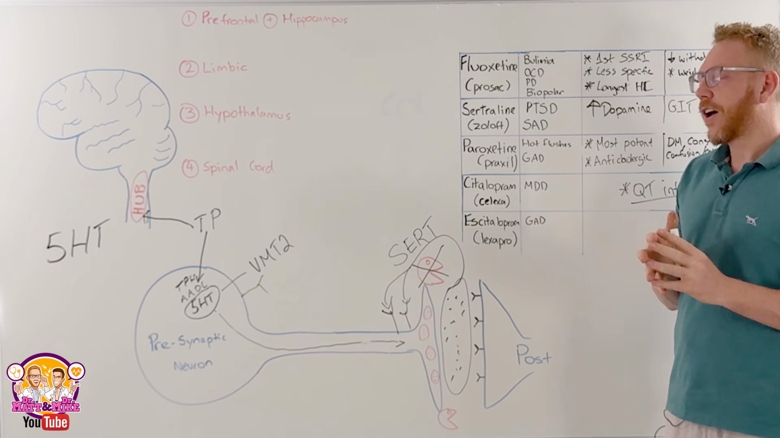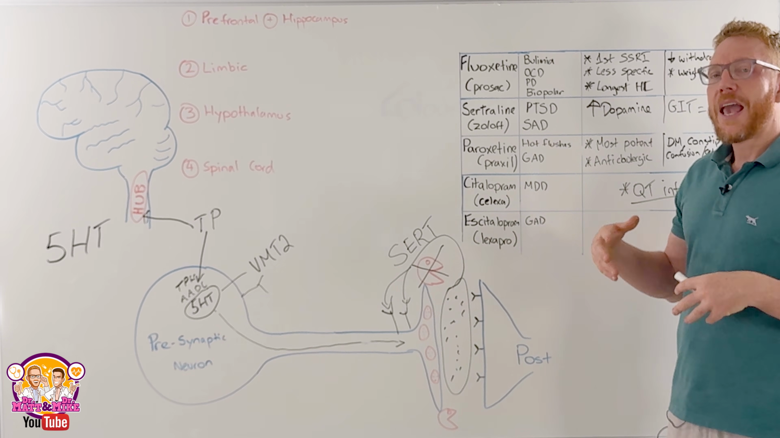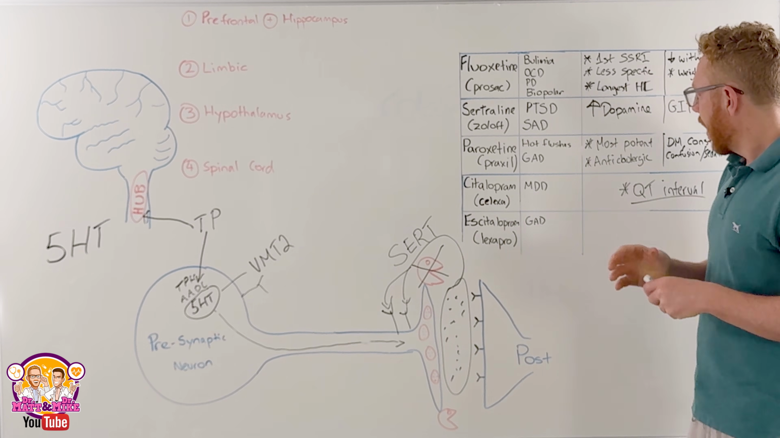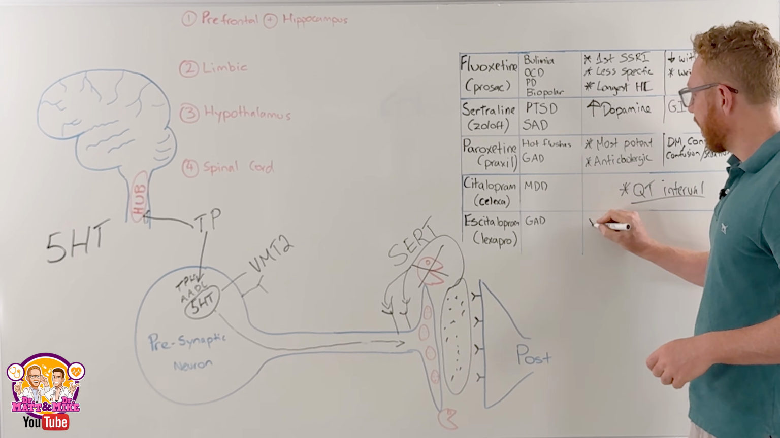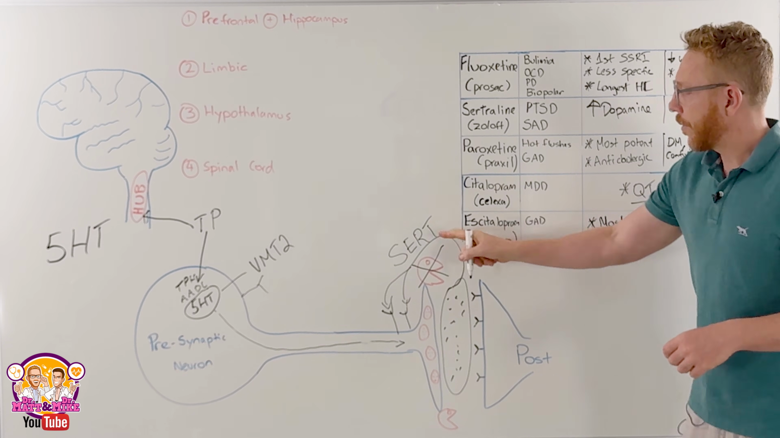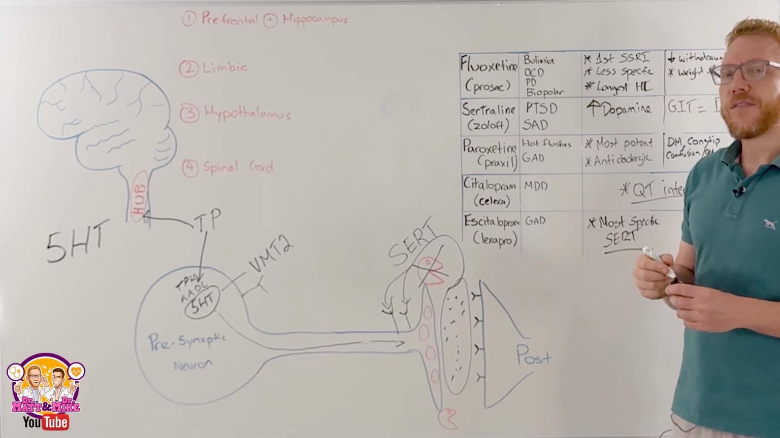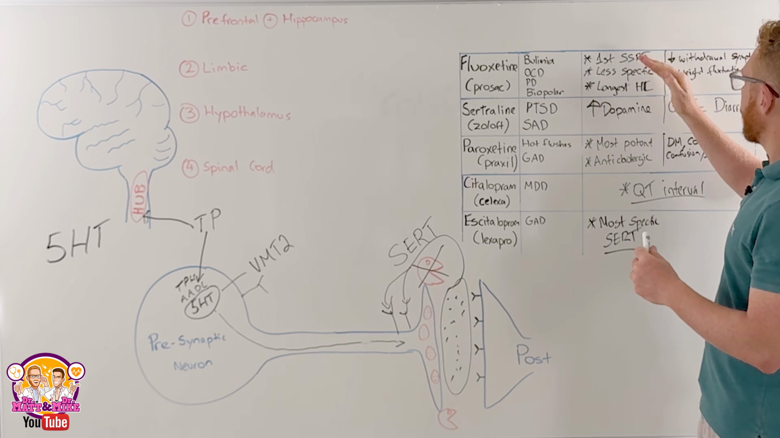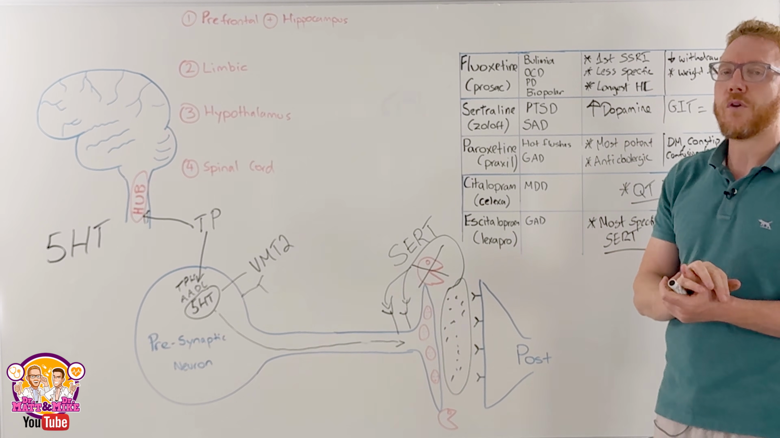Last, we have escitalopram or Lexapro. Outside depression, it can be used for generalized anxiety disorders, and this is the most specific for SERT. So blocking SERT, it's the most specific, therefore it generally is considered having the least adverse effects in comparison to the other four or the other group.